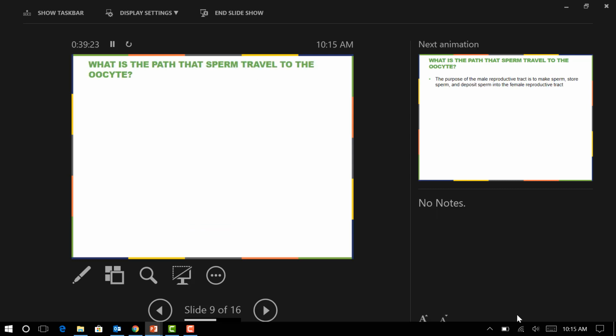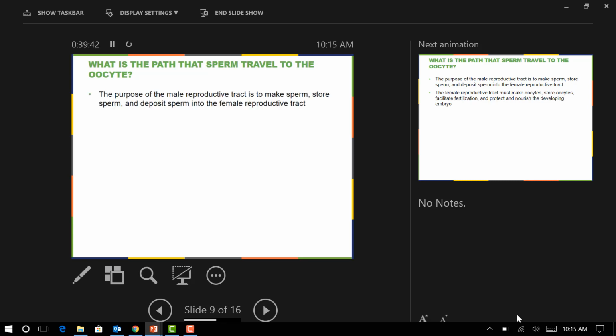Okay. So what is the path that sperm travel to the oocyte, this immature ovum? The reason why I asked this question, something you probably have seen before, is that it gives us a good opportunity to talk about the function of the various reproductive systems. So the function or purpose of the male reproductive tract is to make sperm, store sperm, and deposit sperm into the female reproductive tract. Seems fairly straightforward.